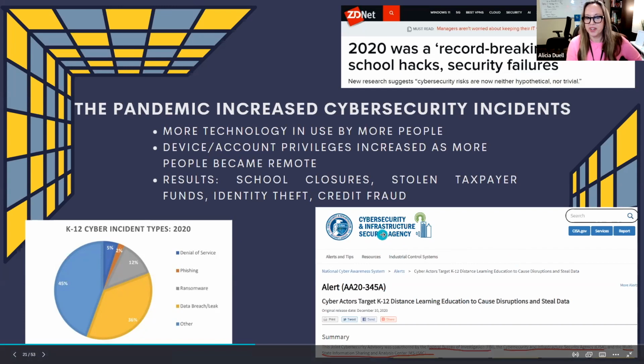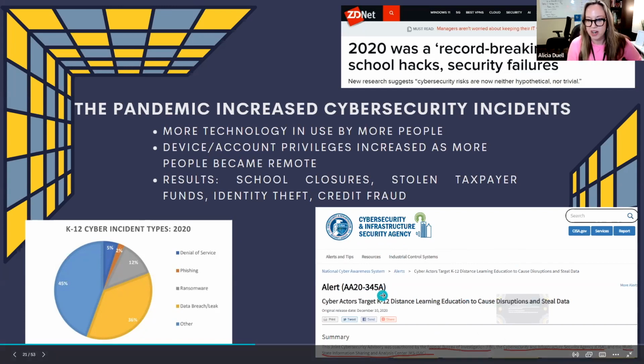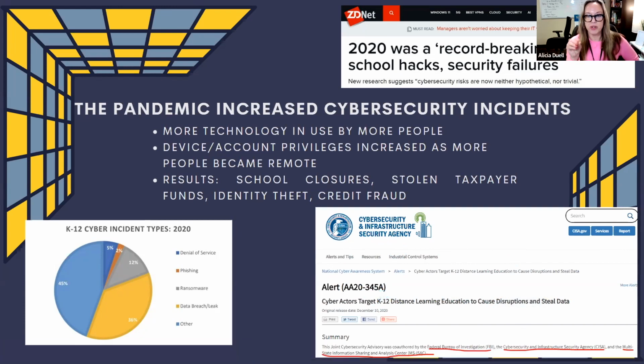And then here there was an alert put out by Homeland Security and the FBI, talking about how in 2020, cyber actors were intentionally targeting K-12 distance learning education to steal data and cause disruptions.